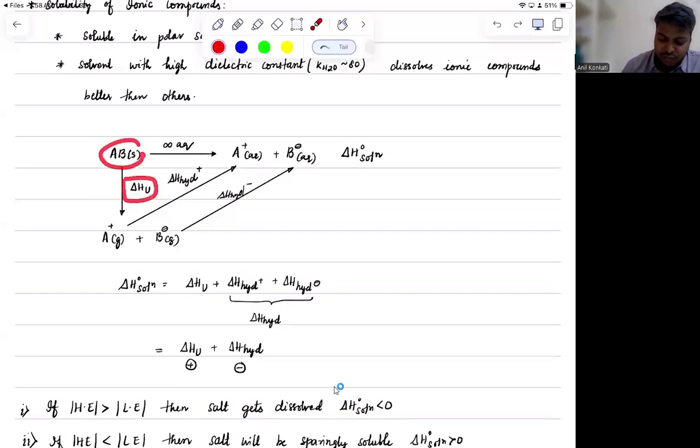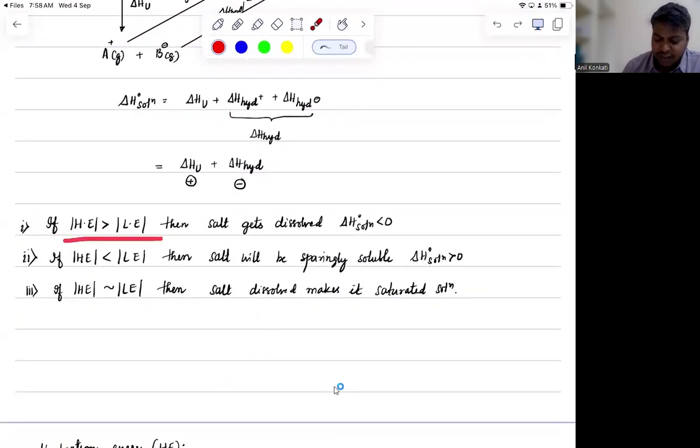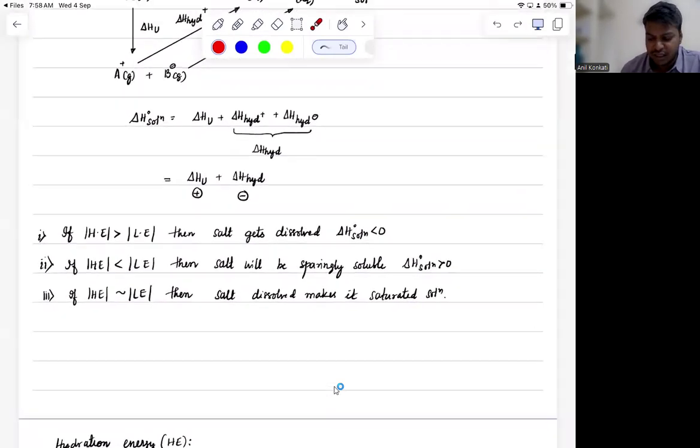The energy required to break this solid into gaseous ions is called lattice energy, and this is a positive lattice energy. Energy is required here. Gaseous ions converting into aqueous ions is called hydration energy. So delta H naught of solution will be equal to delta H naught of lattice energy U plus delta H naught of hydration. If hydration energy dominates, then the salt will get completely dissolved. If lattice energy is dominant, it is sparingly soluble. If both of them are equal, that is a saturated solution.